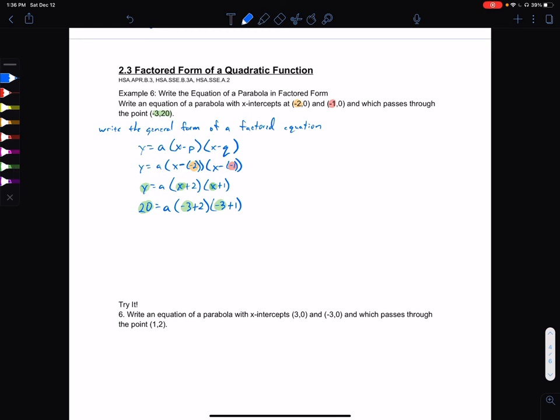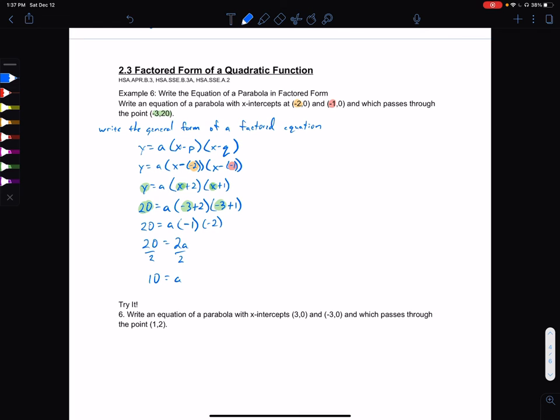Now I can solve for a, and to do that, I'm going to just simplify this. So I get -1, this would be -2. So 20 would be equal to -1 times -2, which is 2, so we get 2a. Divide by 2, so a would be equal to 10.